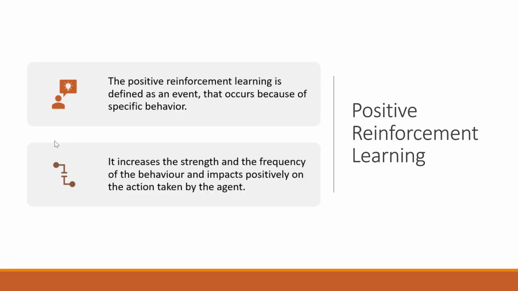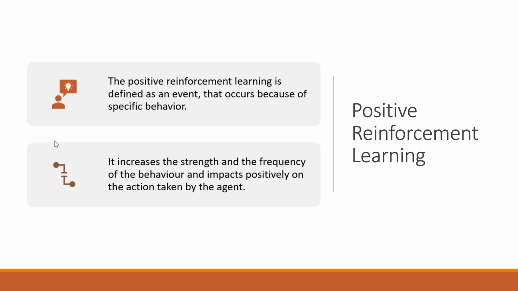Positive reinforcement learning is defined as an event that occurs because of some specific behavior. Moreover, it increases the strength and the frequency of the behavior and impacts positively on the action taken by the agent. This type of reinforcement enables us to maximize performance and sustain changes for a more extended period. However, too much reinforcement may lead to over optimization of the state, which can affect the result.